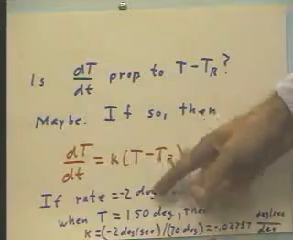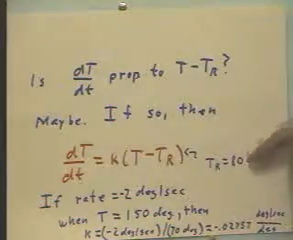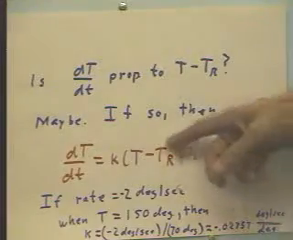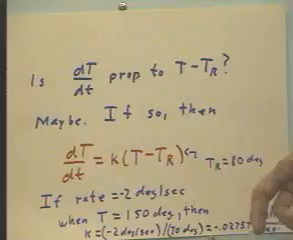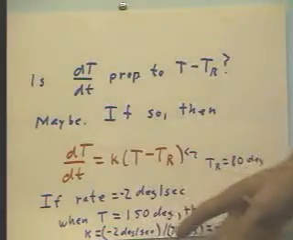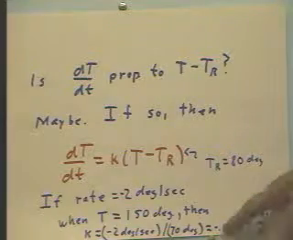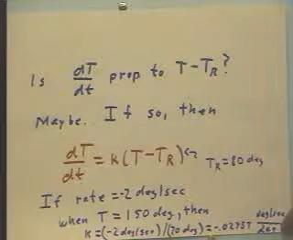The temperature difference at 150 degrees is 150 minus 80 degrees, or 70 degrees, and dT/dt is negative 2 degrees per second. So K is going to be this divided by this, negative 2 degrees per second divided by 70 degrees, or negative 0.02857 degrees per second per degree.